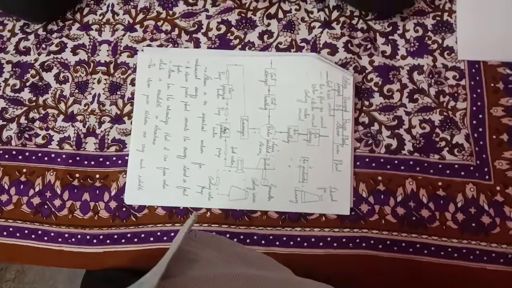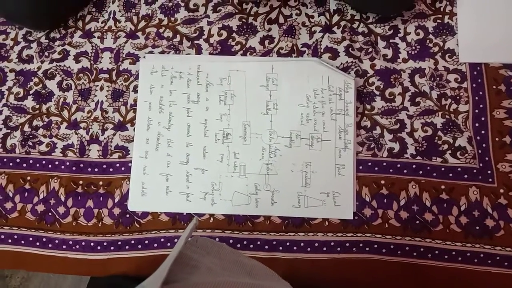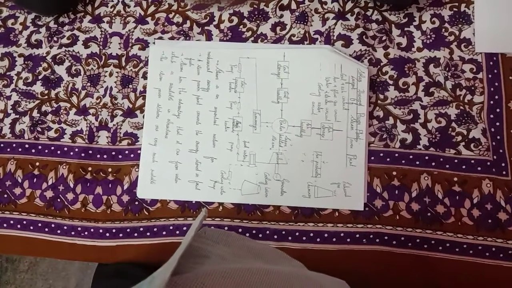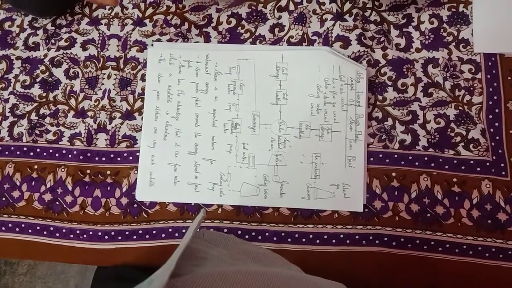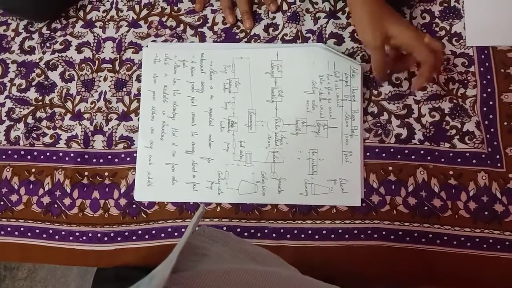What are the main advantages? Coal is available in abundance for this steam power plant. But the major disadvantage is that while transporting the coal, pollution will be created and it will corrupt the environment. This is one of the major disadvantages of the steam power plant.